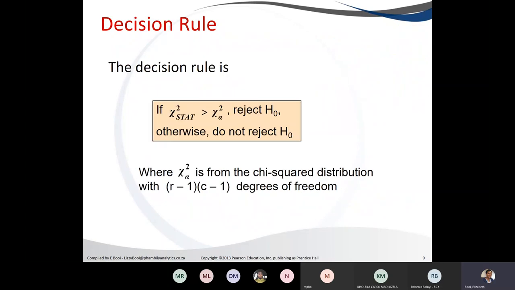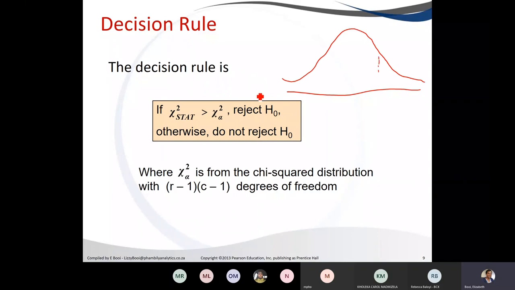When we make a decision, we say, remember for chi-square, we only have one region of rejection, and it's only on this side. So it will be our chi-square test at alpha and the degrees of freedom, and that is where our region of rejection will be. Anything that falls on this side, we reject the null hypothesis. And that's all that says.